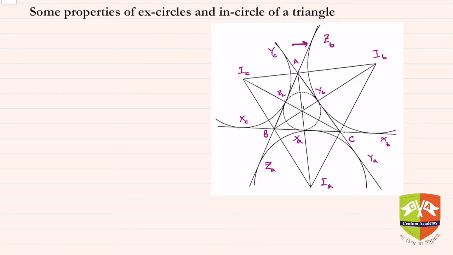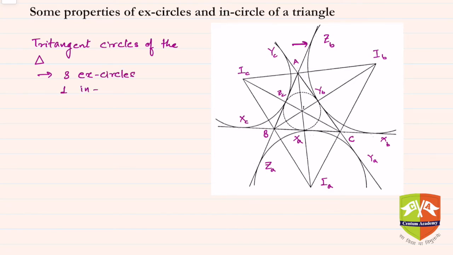Now in this session, we are going to discuss a few more properties, and first is the incircle and the three excircles are also called the four tri-tangent circles of the given triangle, right? So tri-tangent circles are nothing but three excircles and one incircle. Okay, so always remember this definition.